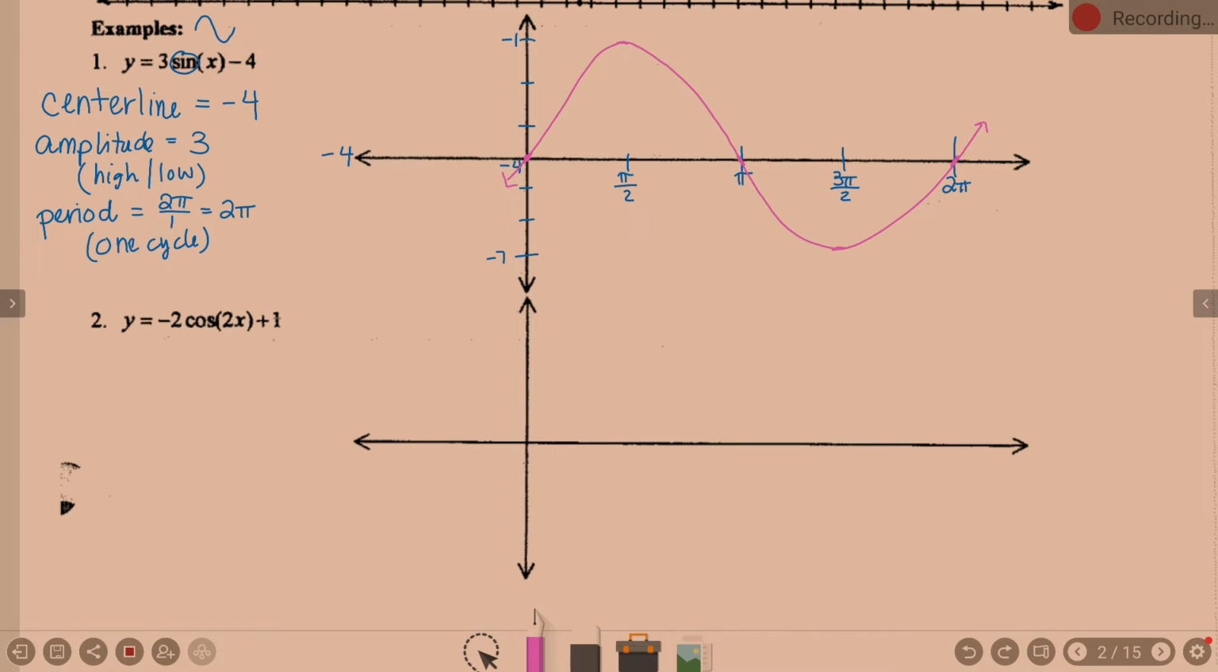Again, it's attempted. I'm not looking for perfection here. But there's a difference between a curve and a point. That's not what this is supposed to be. Don't give me points, okay? Give me a curve here. Okay, questions? That was a very basic example. Ready to try number 2?